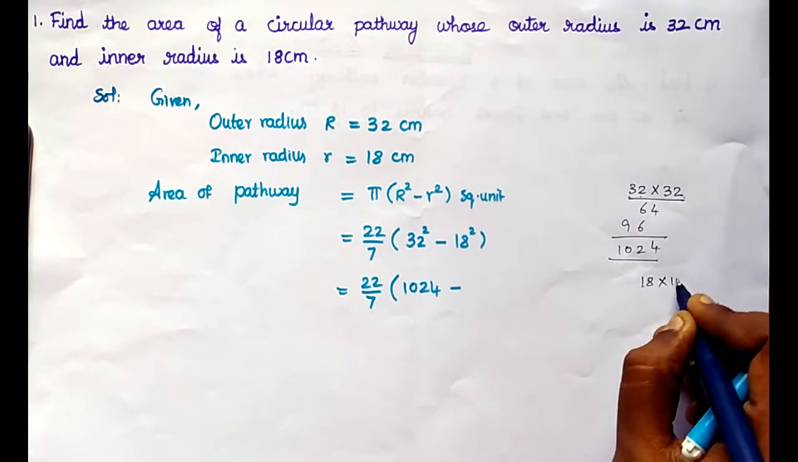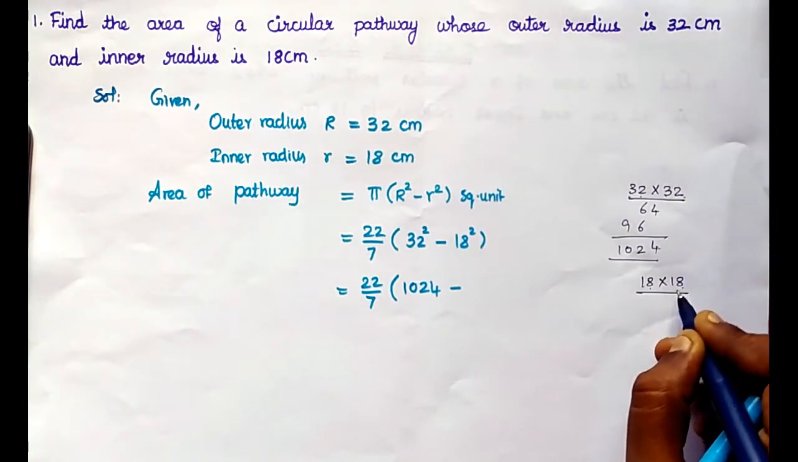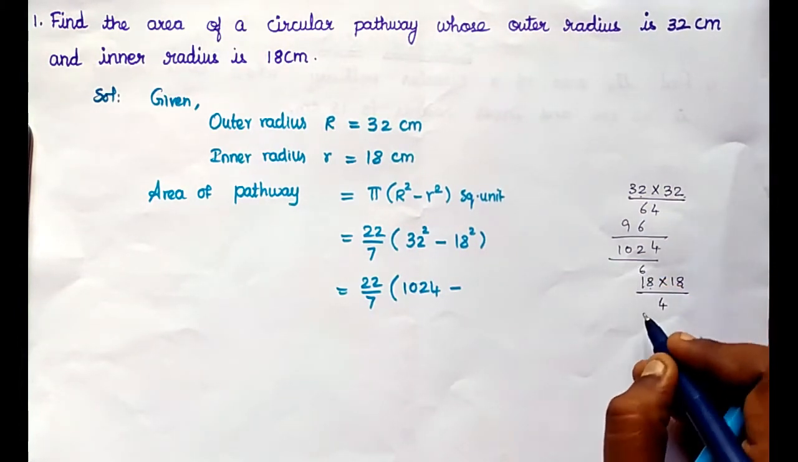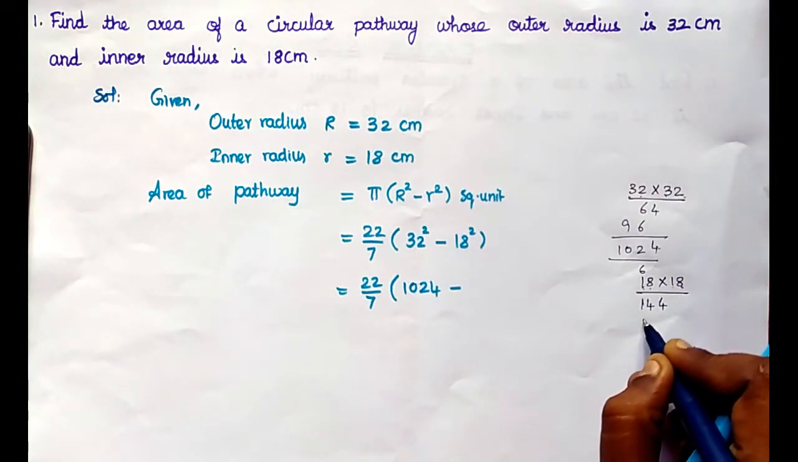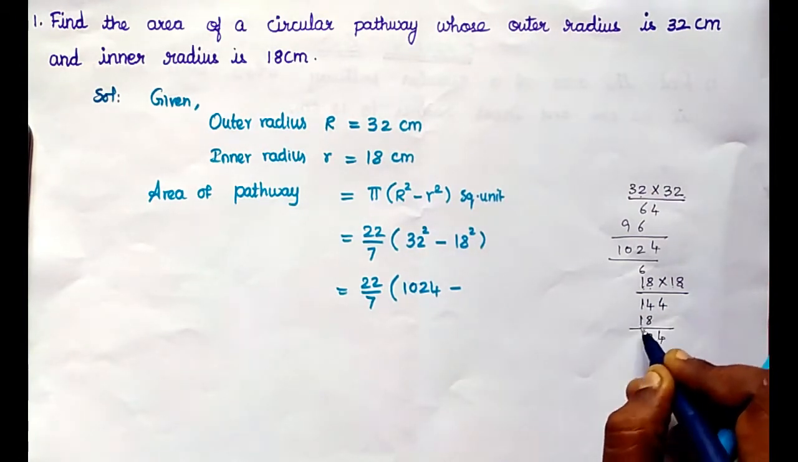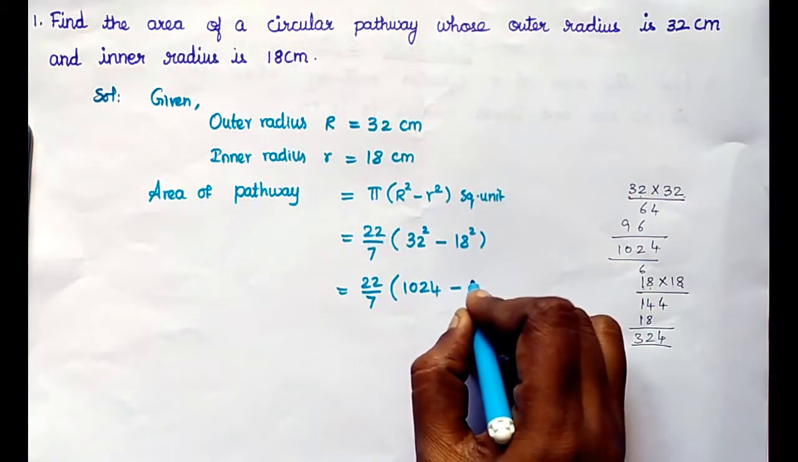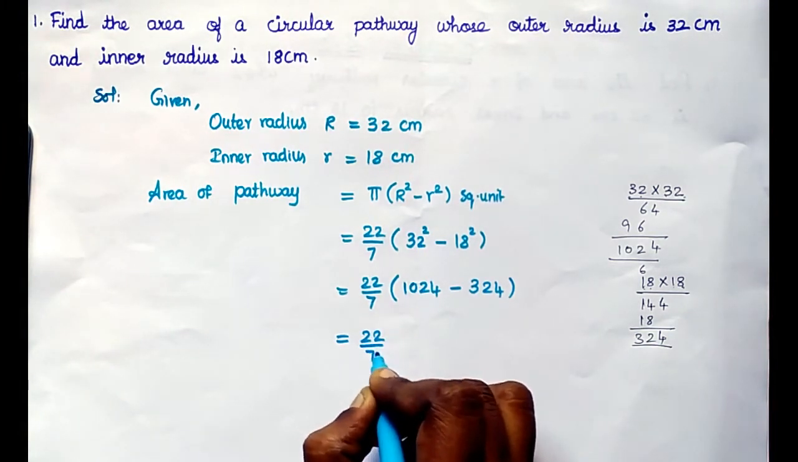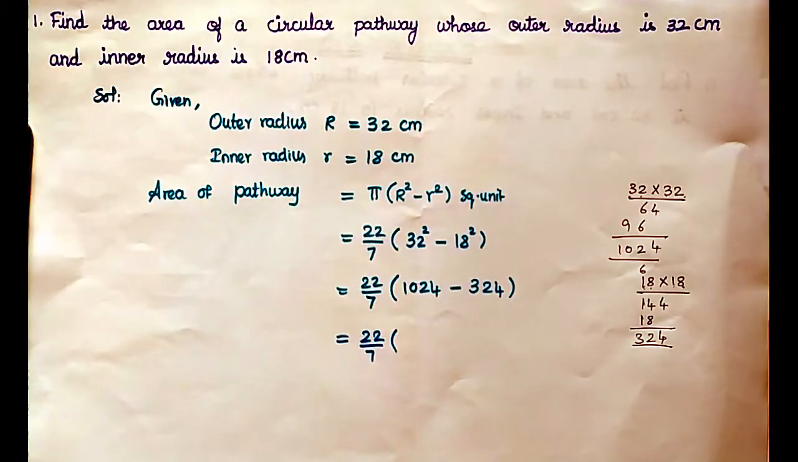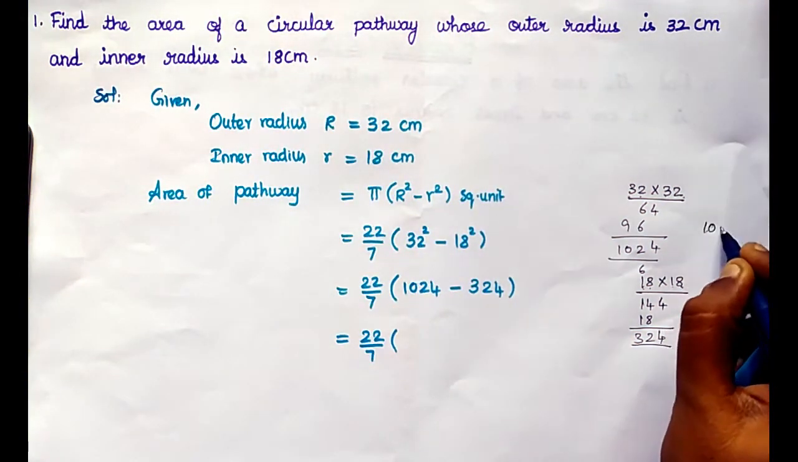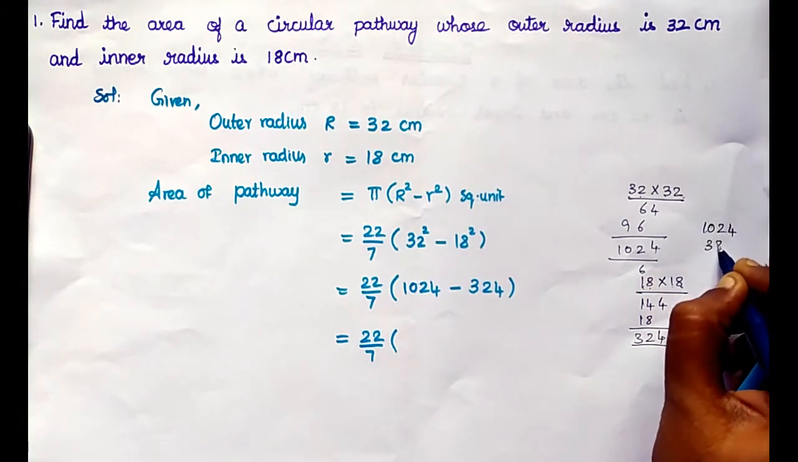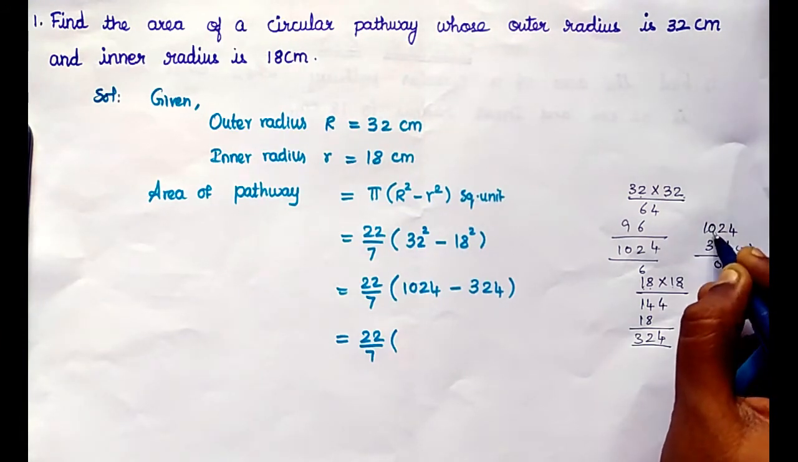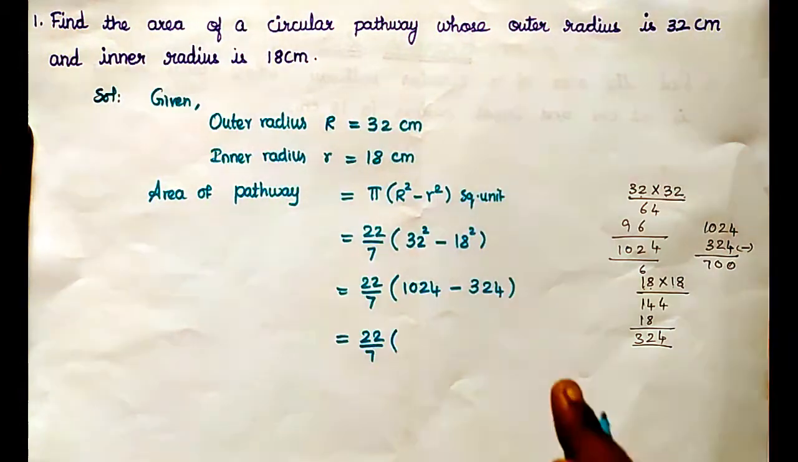18 square, that means 18 into 18, which is 324. So 22/7 into 1024 minus 324, which is 700.